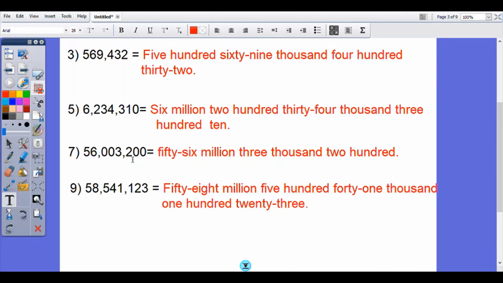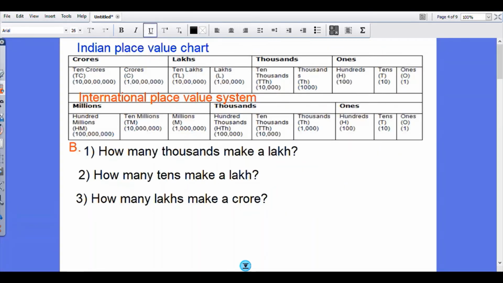So ones, tens, hundred, then thousand, 10,000, 100,000, million, and 10 million. So 56,003,200. Again see here. So 58,541,123. Now see the Indian place value chart and the international place value chart. Here the first period, that is the ones period, is the same in both.